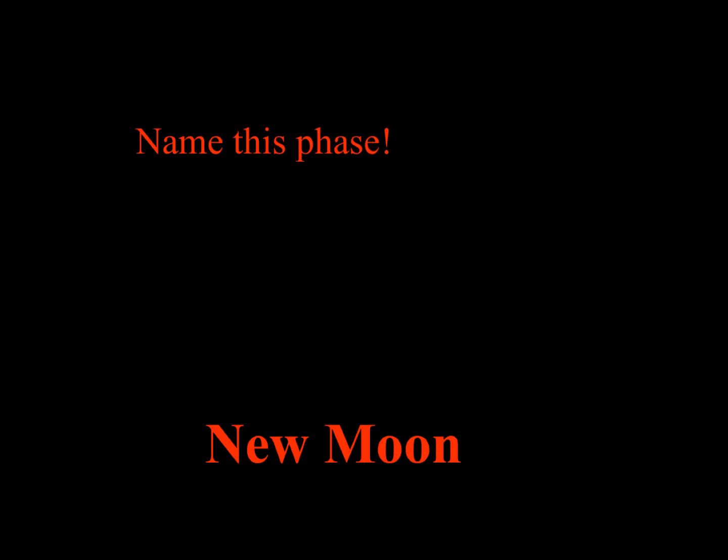This is the new moon. At the new moon, the lit half is turned completely away from the Earth, so we can't see anything at all. Those are the phases of the moon.